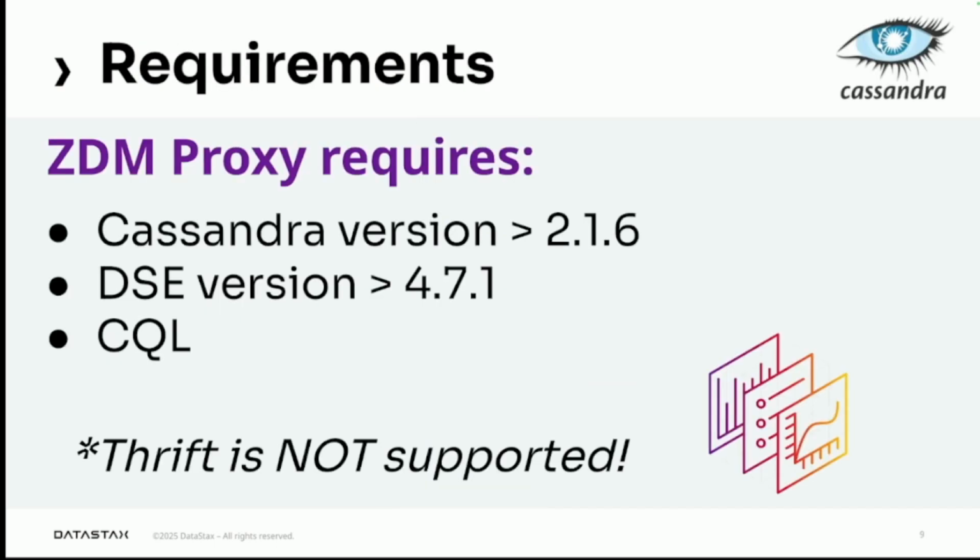So ZDM Proxy does have some requirements. Well, first of all, you need to be running on Cassandra version 2.1.6 or on DSE version 4.7.1. Thrift is not supported. So for those of you still on Thrift, you will want to first upgrade to a Cassandra version that does support CQL, and then also upgrade your application to use CQL, which I know is no small feat. So if you find yourself in this situation, please reach out to us and we'll be sure to help you out, provide a best path for you.